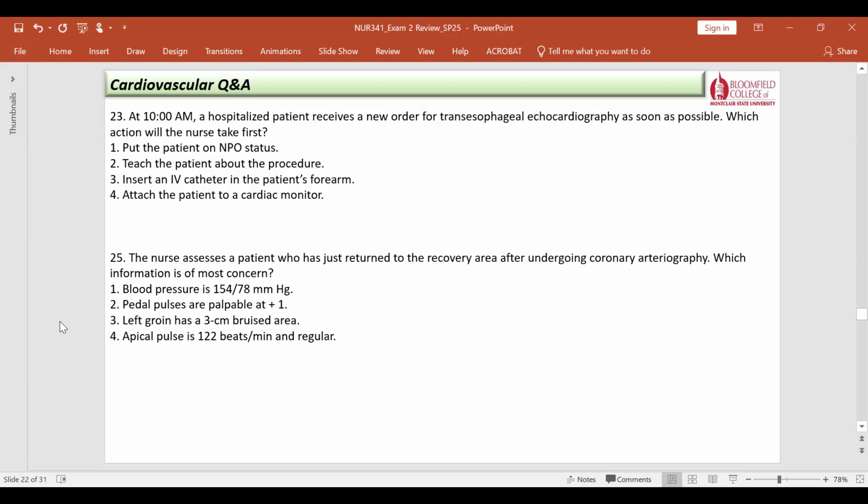23. At 10 a.m., a hospitalized patient received a new order for transesophageal echocardiography as soon as possible. Which action would the nurse take first? Remember that there are two different types of echocardiography. The traditional classic one is the echocardiography where the transducer is placed on the chest, and that's the classic old traditional one.